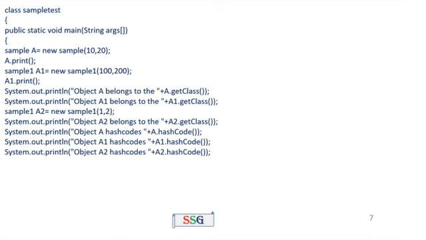Next, Sample1 a1 equal to new Sample1(100, 200). For the second class we are creating the object a1. Then a1.n1 equal to 100, a1.n2 equal to 200. So a1.print means it prints the values 100 and 200.